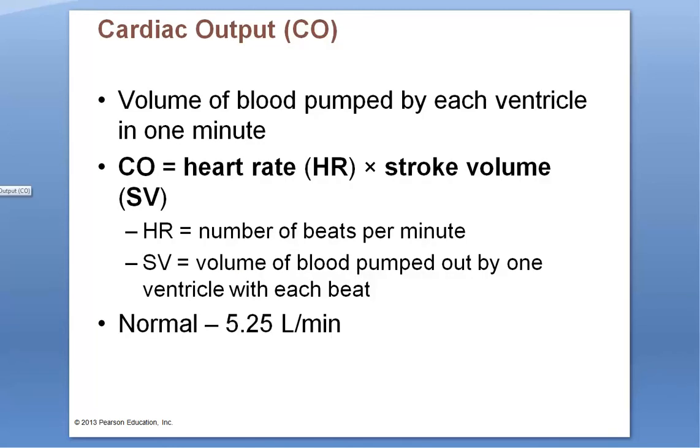Cardiac output is the product of heart rate times stroke volume, where heart rate refers to pulse, or the number of beats that the heart does per minute, and stroke volume is the amount of blood ejected by the ventricle, the left ventricle, with each heartbeat. Normally, cardiac output should be about 5 to 5.25 liters per minute. That's about the entire volume of your body's blood.